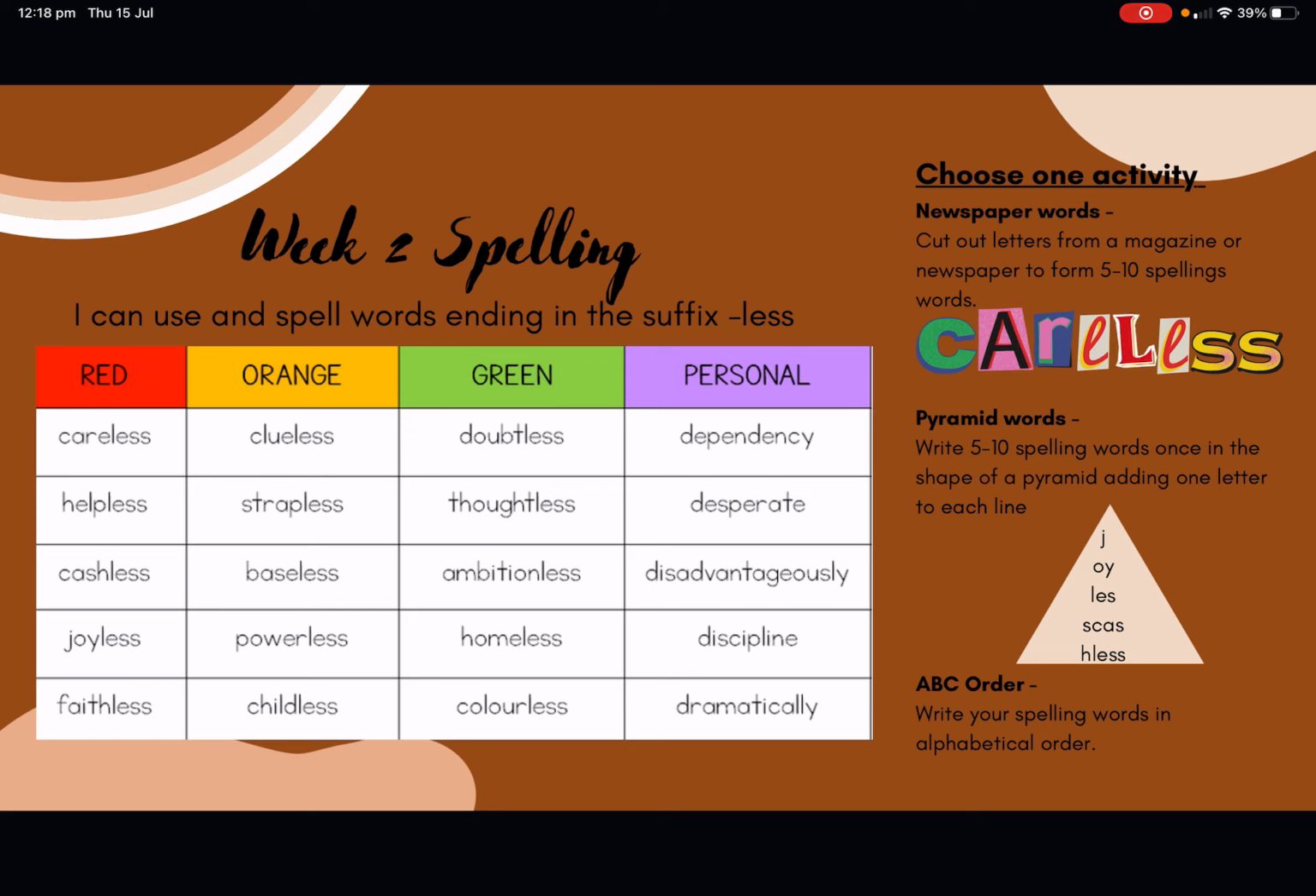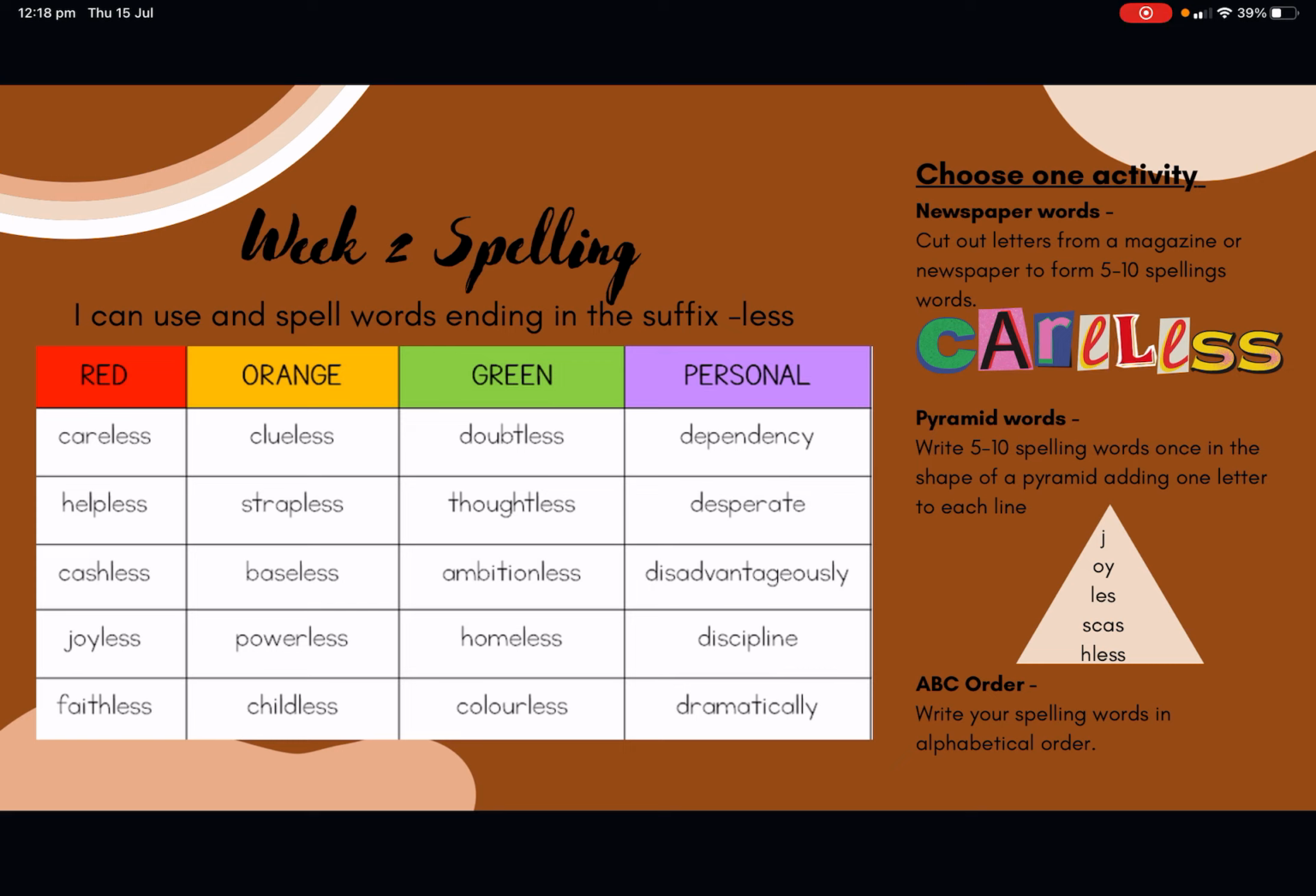So you're writing 5 to 10 spelling words once in the shape of a pyramid by adding one letter to each line. And you can see I have started my pyramid words using the words joyless and cashless. Obviously, the words do have to join at some point, and the letters are going to be spaced across different lines. That is okay. It is just a fun way of you memorizing the letter combinations of how to spell the words. And the final activity that you may like to choose is ABC order.